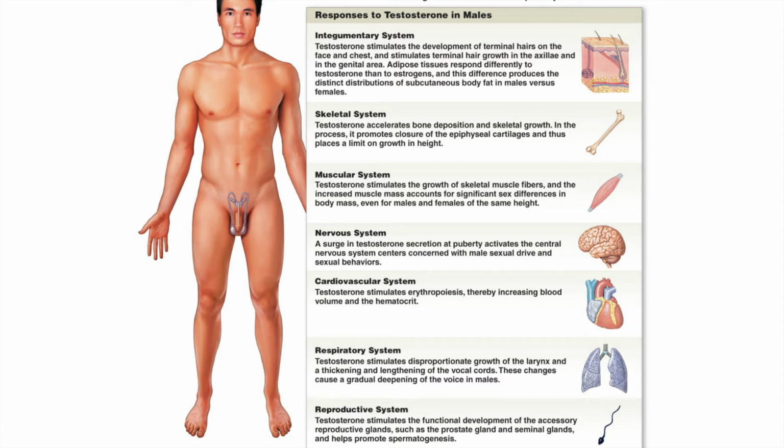It activates central nervous system centers concerned with sex drive and sexual behaviors. It stimulates erythropoiesis, increasing blood volume and hematocrit. It's going to cause a thickening of the vocal cords and deepening of the voice. And in the reproductive system, it stimulates development of the accessory reproductive glands and helps promote spermatogenesis.